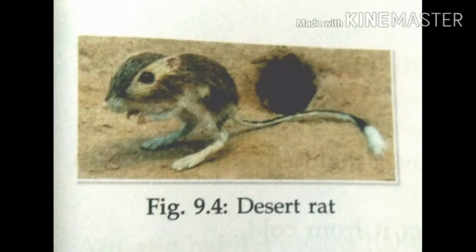See this picture. This one is a desert rat, also called a kangaroo rat. The desert rat has very short upper legs. See their front legs, very short, and very long hind legs, and it hops like a kangaroo.